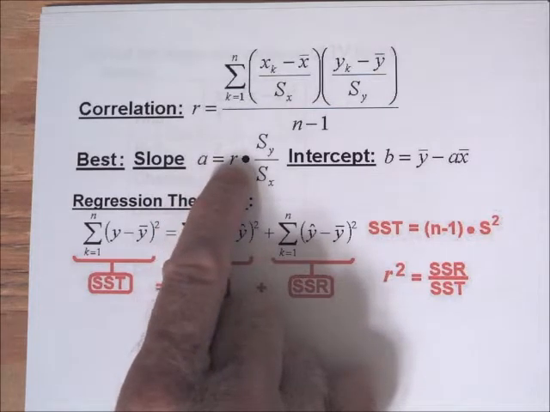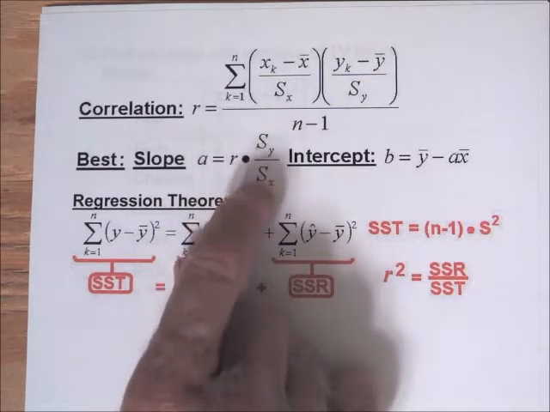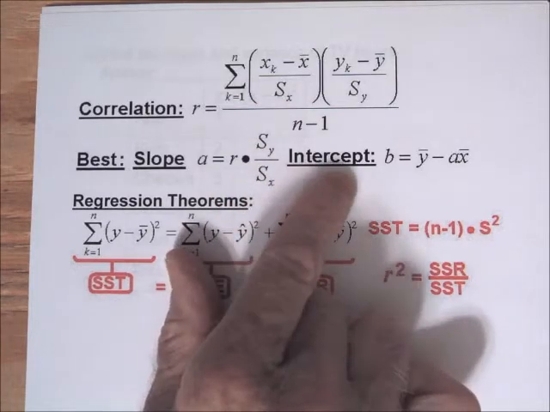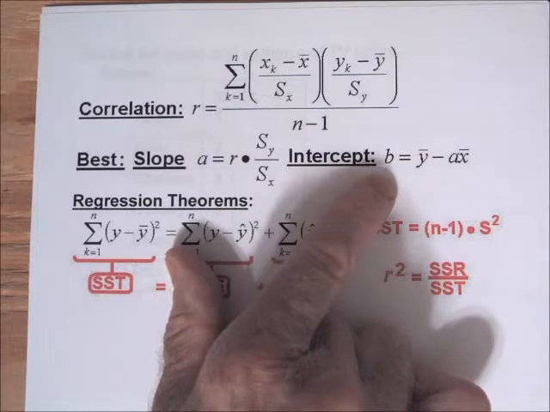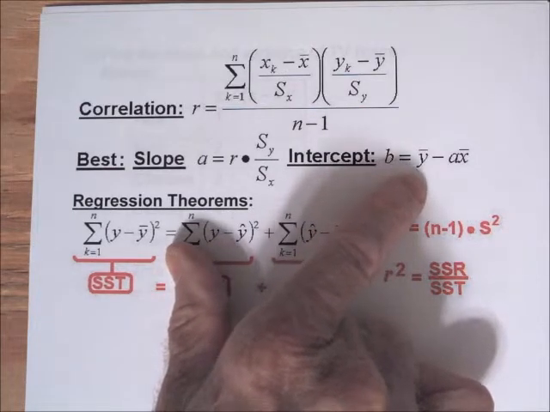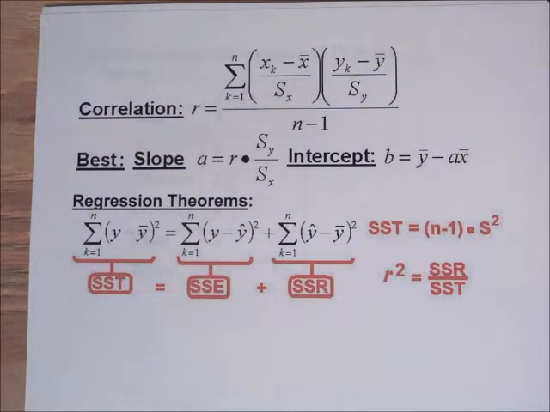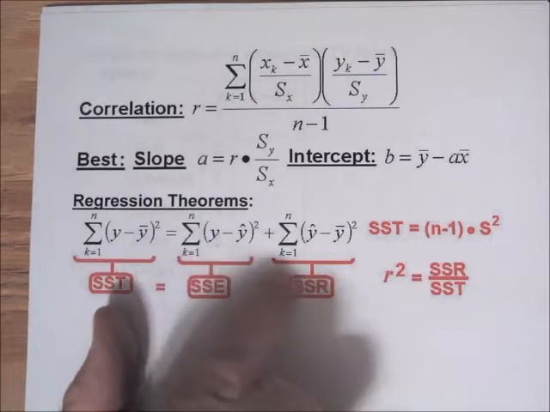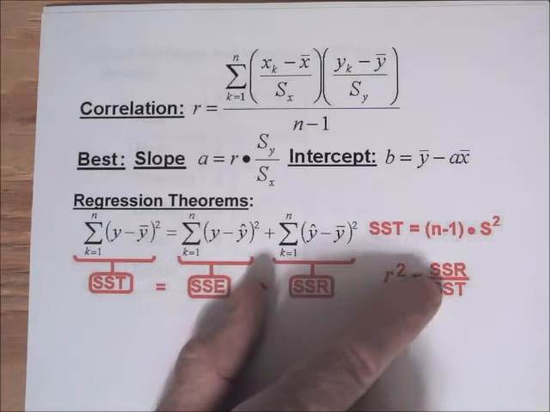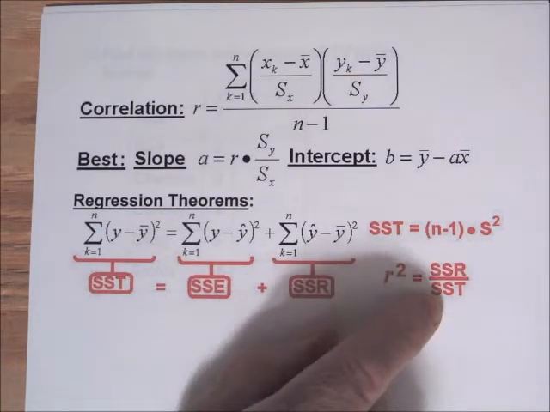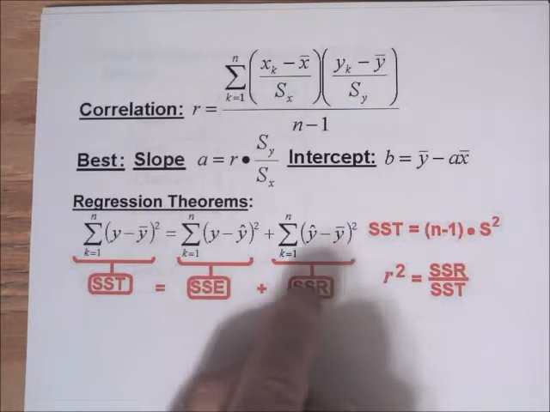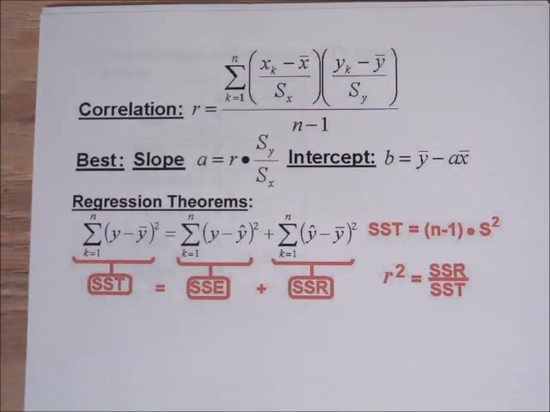The best slope is the correlation coefficient times the standard deviation for y over the standard deviation for x, and the intercept of the best fitting line, b, is equal to the mean for y minus the slope times the mean for x. And there's some regression theorems here. The r squared can be expressed in terms of the sum of the squared residuals over the total sum of squares. So the best fitting line is the one that minimizes this term here, which is the sum of the squared residuals. And again, I'll go over an example of that.